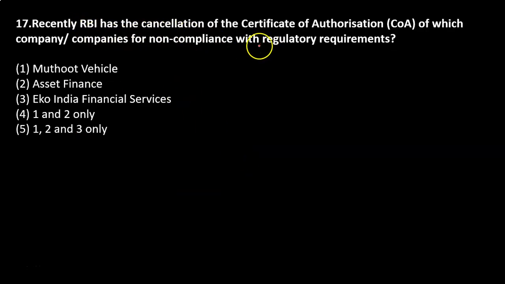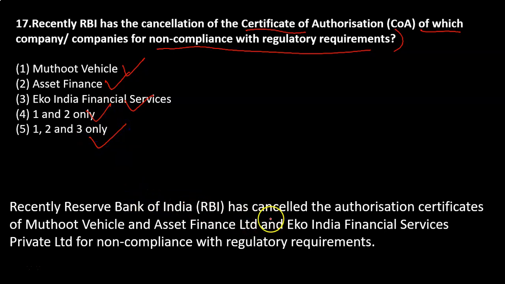Recently, RBI has cancelled the certificate of authorization of which companies for non-compliance with regulatory requirements? Your options are 1, Muthoot Vehicle and Asset Finance, 2, Eko India Financial Services, 1 and 2, or 1, 2, 3 only. So recently, Reserve Bank of India has cancelled the authorization certification of Muthoot Vehicle and Asset Finance Limited and Eko Financial Services Private Limited for non-compliance with regulatory requirements. So all these companies are the answer. So the answer will be 5th, that is 1, 2, 3.